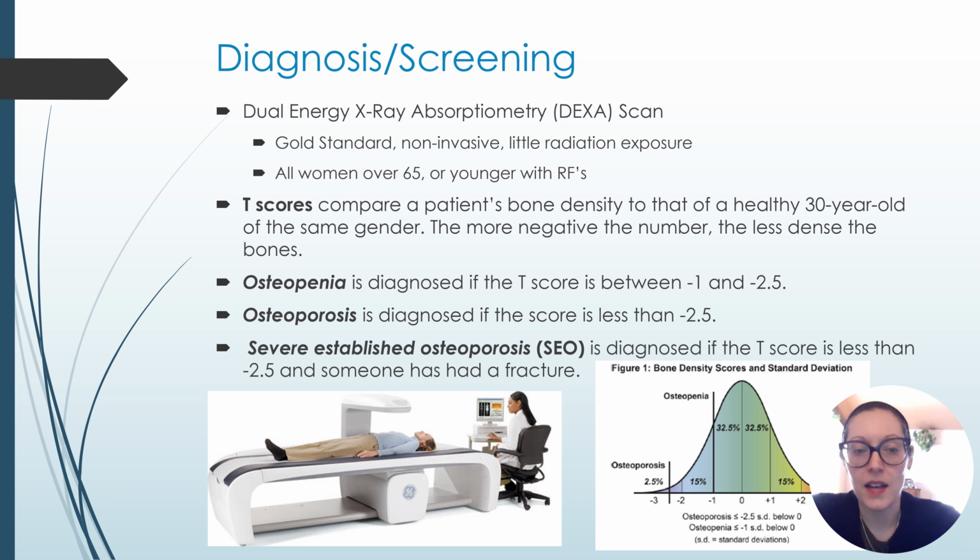With folks who have osteopenia or pre-osteoporosis, their T-score is going to be between -1 and -2.5. With osteoporosis, your score is less than -2.5, and in severe cases, your score is less than -2.5. So the further and further negative you are away from zero, the more severe your bone mineral density loss.